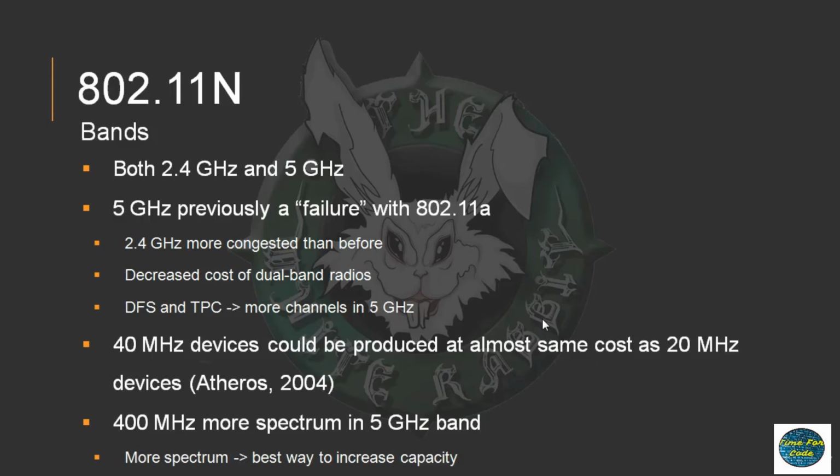Because of various hardware advances, 40 megahertz was no big deal compared with 20 megahertz. And so there's much more spectrum in 5 gigahertz as we see here, 400 megahertz more spectrum. And this is generally the best way to increase capacity in a wireless system: when you throw more spectrum at it, all other things being equal.